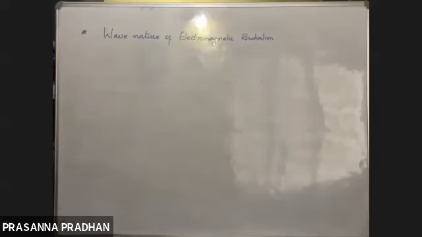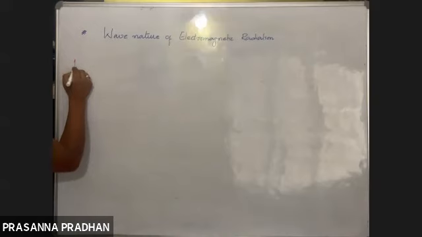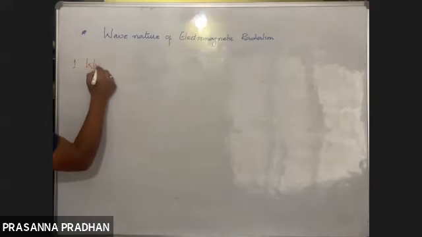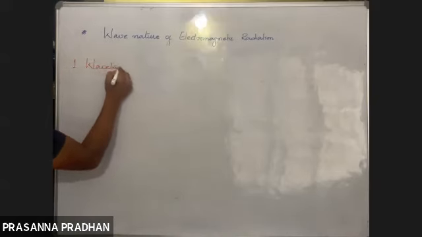So what are the characteristic features which are associated with a wave? Number one is wavelength. We all know what a wavelength is. Yes, any one of you, what is a wavelength?